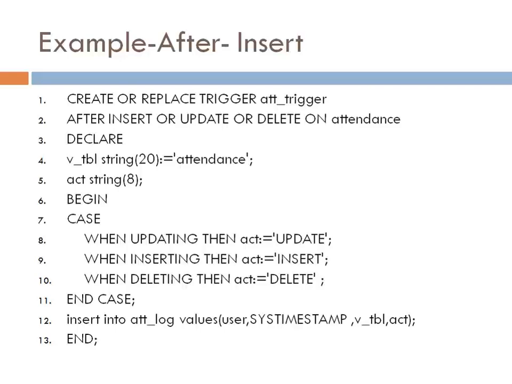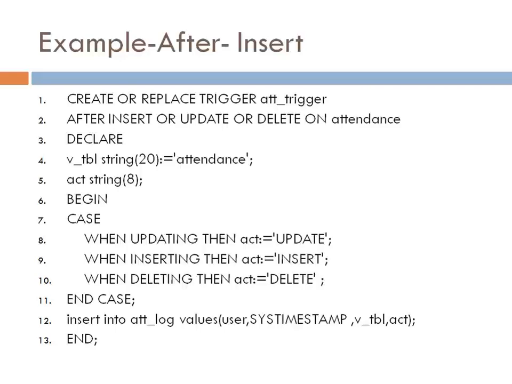In line number 4 and 5 I have declared v_tbl. The name of the table is attendance. It is stored here because this particular trigger will be executed on the attendance table. So for the table name I am storing attendance in line number 4. Act will be the activity done by the user. So act will take values from lines 7 to 11. Depending upon whether I am doing an updating, insertion or deletion operation, act will store these values, and here I have used the case statement.